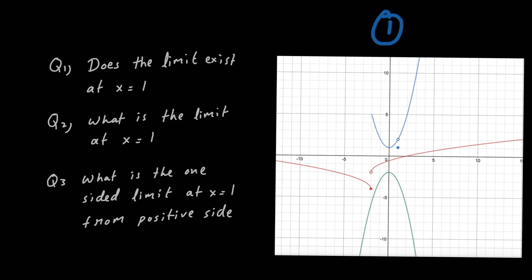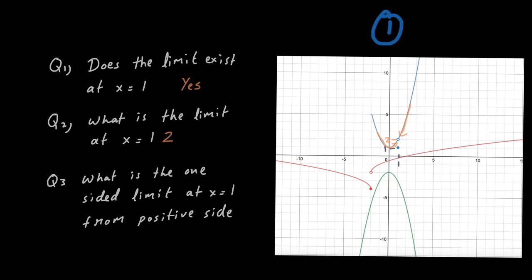For the blue graph, question 1, does the limit exist at x is equal to 1? We can see that at x is equal to 1, y is 1. But if we look at the graph and try approaching 1 from the right side or from the left side, we can see that it is approaching 2. So does the limit exist at x is equal to 1? Yes.